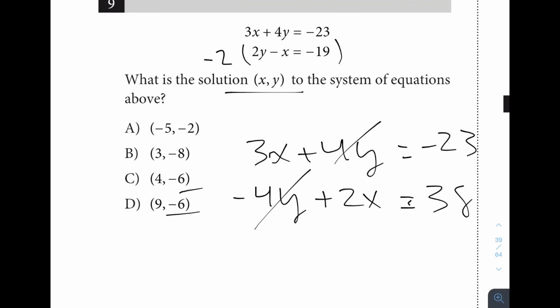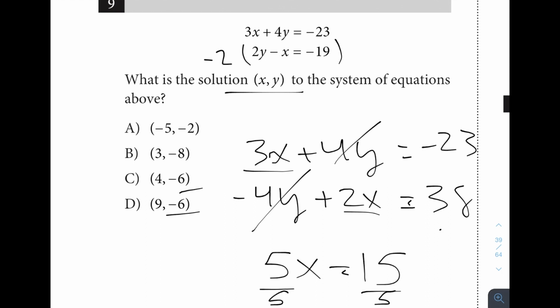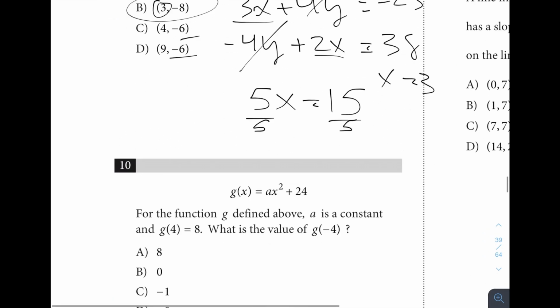So you can cancel the 4y's out, and then you can combine these. You'll get 5x equals 38 minus 23 is 15. And you can divide by 5, and you'll get x equals 3. And only one of the answer choices has x equals 3, so we're going to get B.